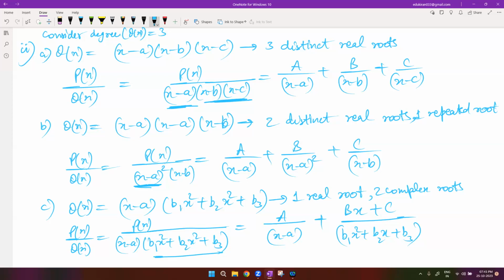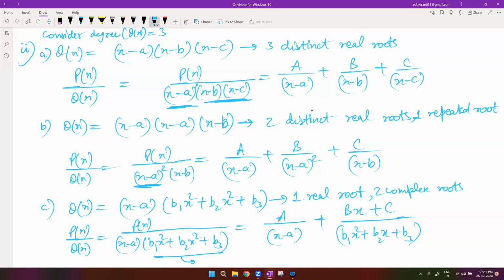Repeated means linear to the power 2, x minus a whole square, x minus b whole square, x minus c whole square. So either linear, that is power 1, x minus a power 1, or repeated, that is x minus a power 2, or no factor, meaning your direct quadratic equation. So your denominator will always contain these three kinds of expressions. One linear, second repeated, third direct quadratic, like this.